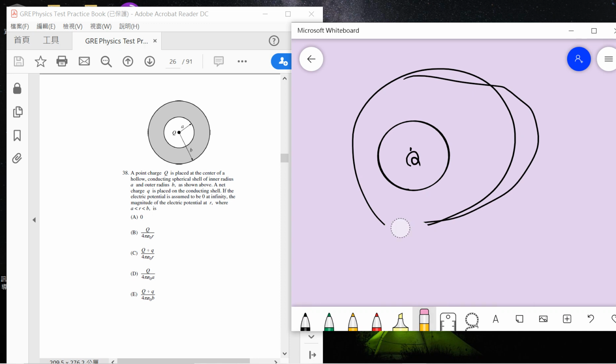So that's why I study physics and math, but not the arts, because I cannot draw a circle very well.